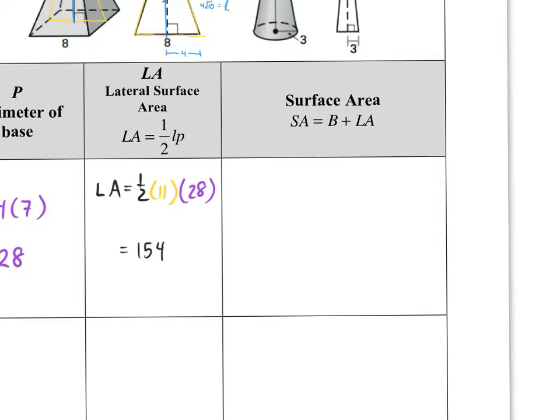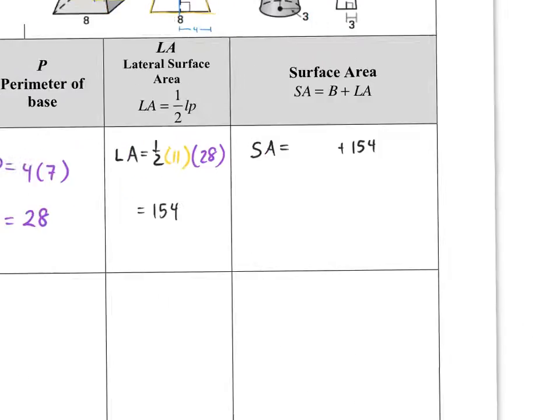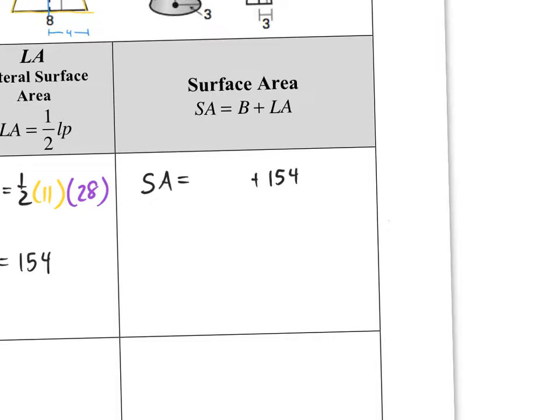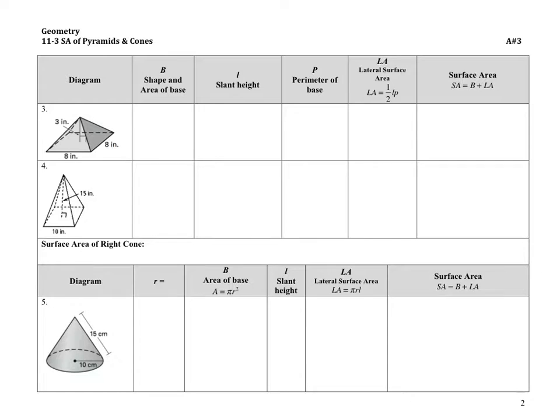So now, lastly, the surface area is going to be B, which we already calculated. There's only one base in this diagram, and that would be 49. And we're going to add it to the 154. So the surface area is going to be 203 square inches. So check your answer here, 132 meters squared for this pyramid here. Now don't you worry, things do get more complicated. So let's take a gander at this next one.